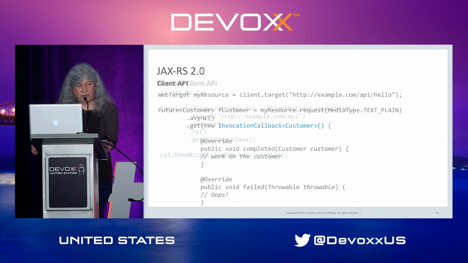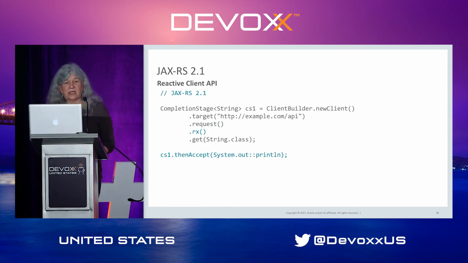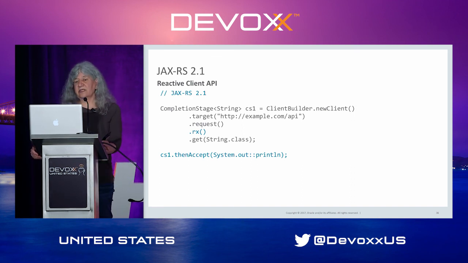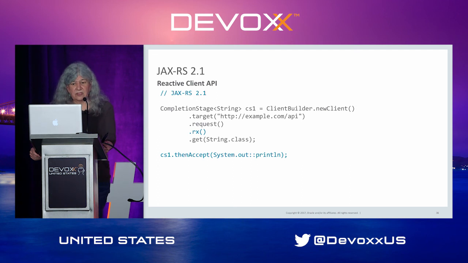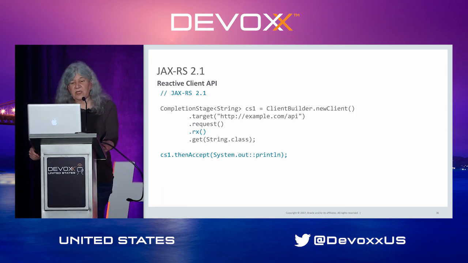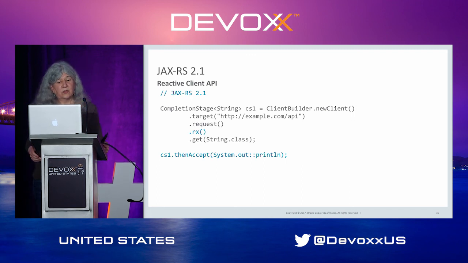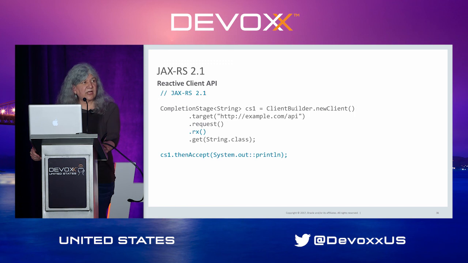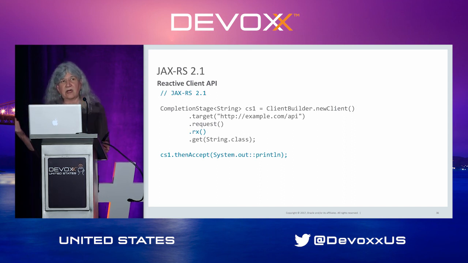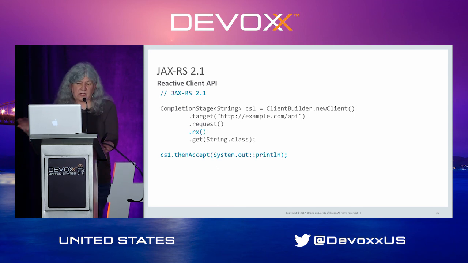Now, that doesn't leverage what we have in Java SE 8. So what JAX-RS 2.1 has done is introduce a real reactive client API. Notice the rx method in this invocation. Instead of getting back just a future, what we get back is a completion stage. So you can now use all of the power of the completion stage APIs in Java SE to specify how you want to sequence, combine, or concatenate these results, how you want to handle exceptions, and what kind of priorities you want to give to what results. In this simple example, we're just accepting the result and printing it out.